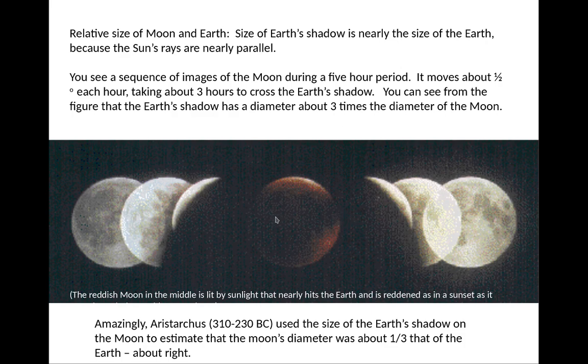The moon moves about half a degree every hour, so it takes about 3 hours to cross the Earth's shadow. You can see the Earth's shadow is roughly 3 times the diameter of the moon. A Greek philosopher called Aristarchus used the size of the Earth's shadow. They in fact knew that the Earth was a ball by that point, and estimated that the moon's diameter was only about a third of the Earth's. That's roughly correct.